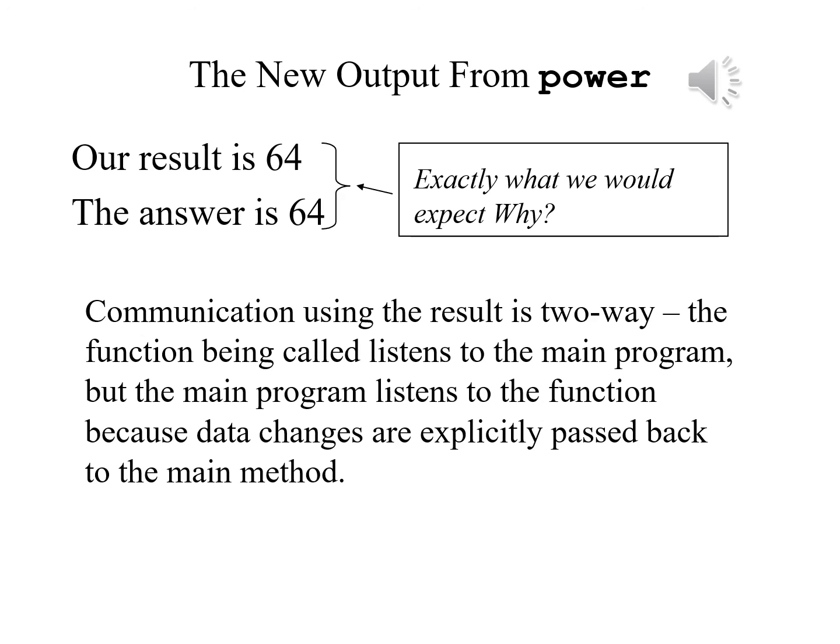Let's take a look at the output from the new version of power. Our result is 64, the answer is 64. The value that I actually have in the method is 64, and what gets returned to the main method is also 64. Using the result, I have now achieved two-way communication. On one hand, I use a parameter to pass a value to the method, and I use the return to return a value back to the main method, to the main program.